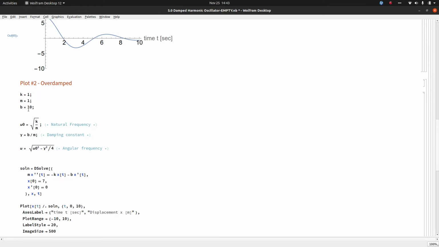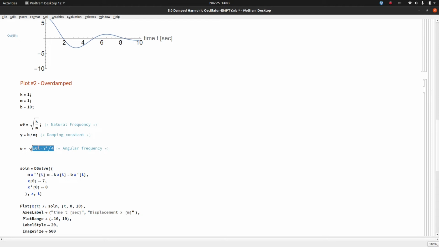But gamma is b over m. B over m is going to be 10. 10 squared is 100. So this is going to be a big negative number, which when you combine it with a 1 is going to give you still a negative number. The square root of a negative number gets you an imaginary number.